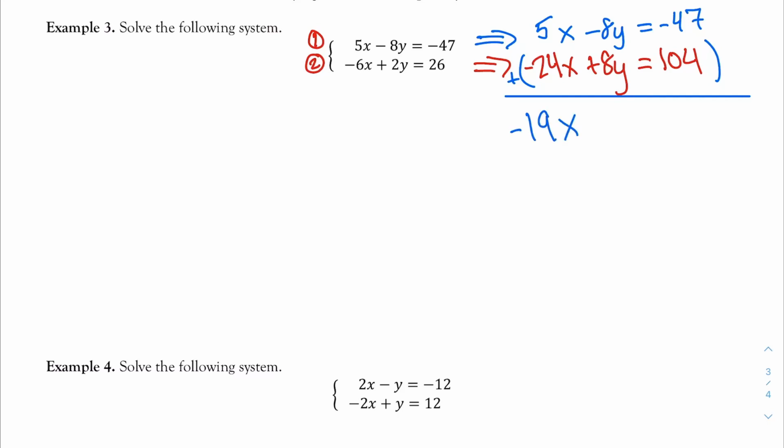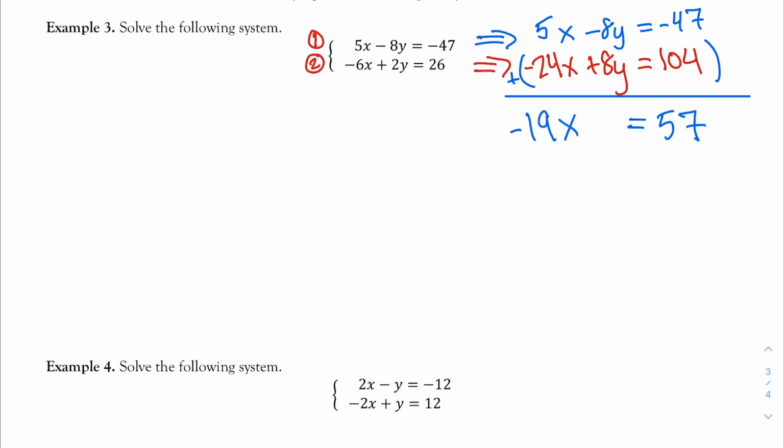And then I have negative 8y plus 8y. Those will give me 0y. They form a 0 pair. So I'm left with negative 19x on the left, and on the right, 104 minus 47. 104 minus 47, I believe we should be getting 57. So I have negative 19x is equal to 57. Notice that my y's are now gone. They canceled each other out.